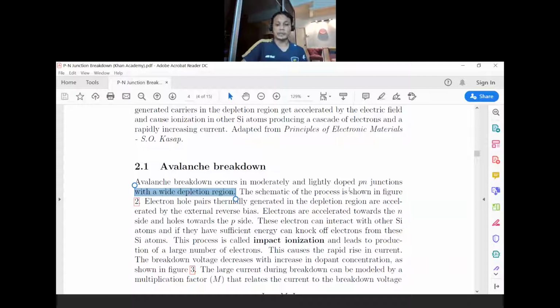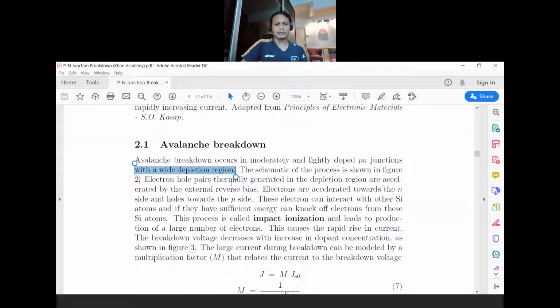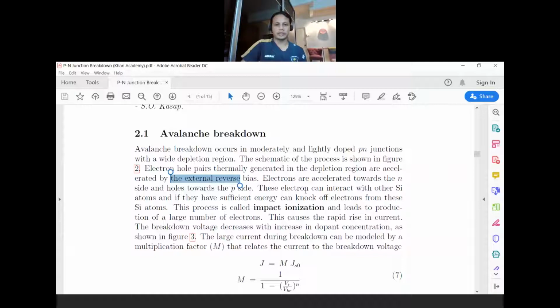So we have seen the schematic earlier above. Electron hole pairs thermally generated in the depletion region are accelerated by external reverse bias. So originally we already have thermally generated carriers, electron hole pairs in the depletion region. So they are accelerated by external reverse bias. Electrons are accelerated towards the N side and holes accelerated towards the P side. So an electron can interact with other silicon atoms. This is just my explanation now. If they have sufficient energy, they can knock off electrons from these silicon atoms in the depletion region.